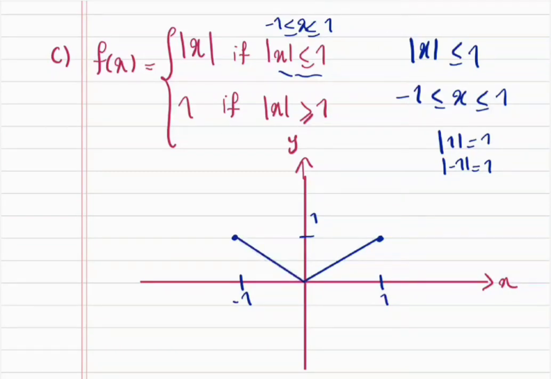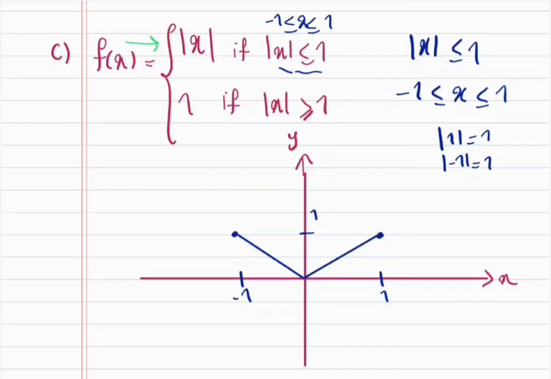Now this blue graph is the graph of the first condition, basically. And now I want to sketch the graph of the second bit of the function, which is when the absolute value of x is greater than 1, then we have 1.